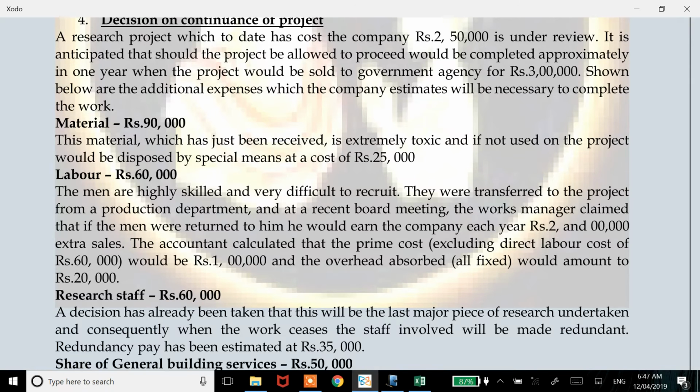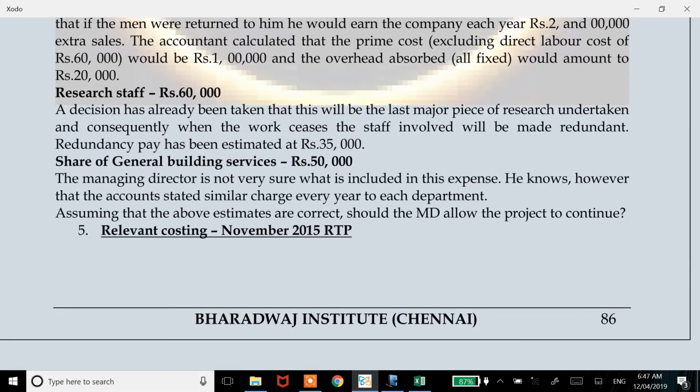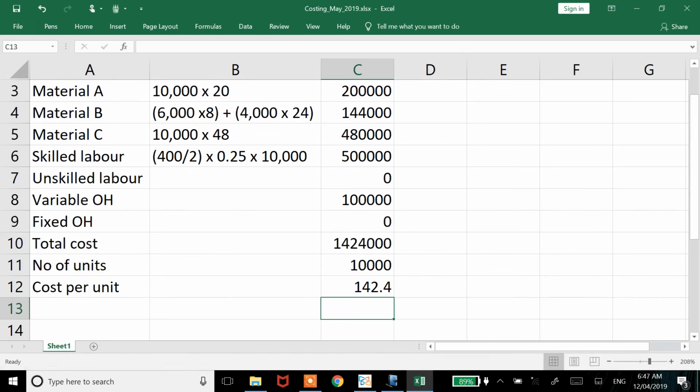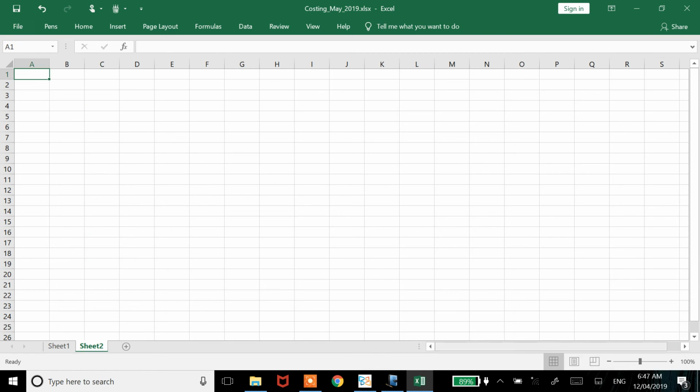Okay, I'm going to analyze a research project, and I have to decide whether I should allow this project to continue or not. I have certain expenses. Based on that, I'll have to decide whether to do this project or not. Now, the relevant cost statement of the research project.